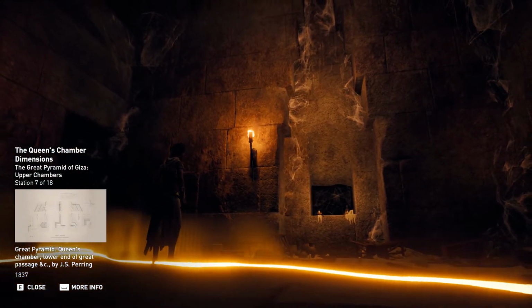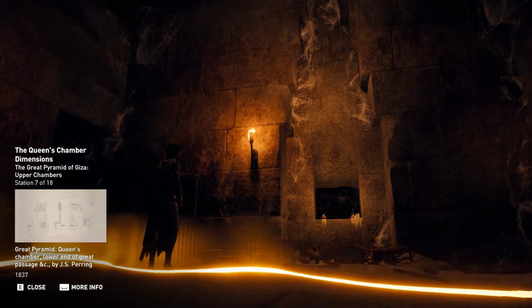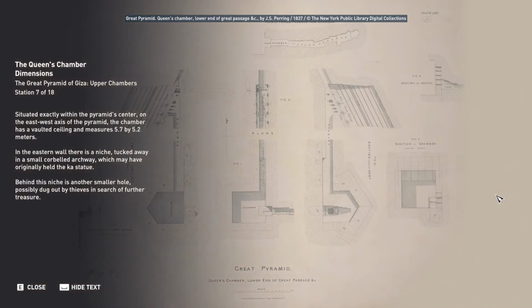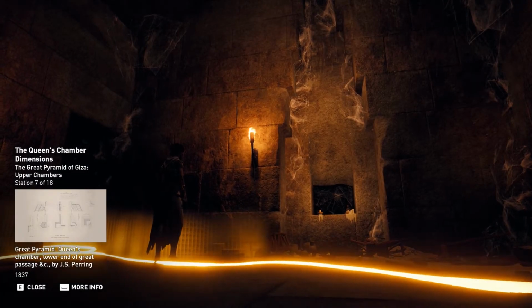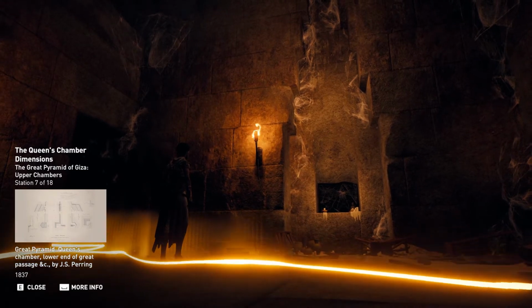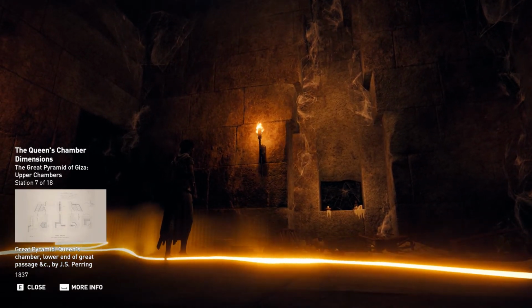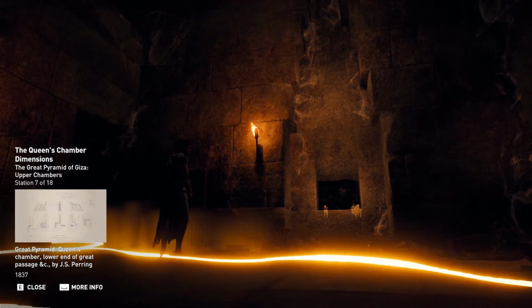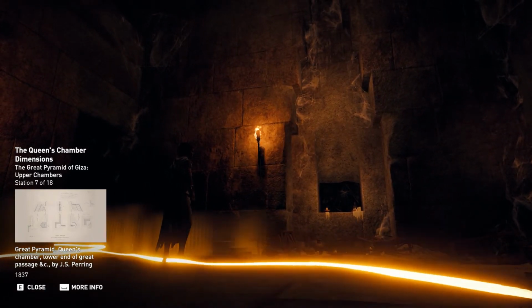Situated exactly within the pyramid's center, on the east-west axis of the pyramid, the chamber has a vaulted ceiling and measures 5.7 by 5.2 meters. In the eastern wall, there is a niche tucked away in a small corbelled archway, which may have originally held the Ka statue. Behind this niche is another smaller hole, possibly dug out by thieves in search of further treasure.